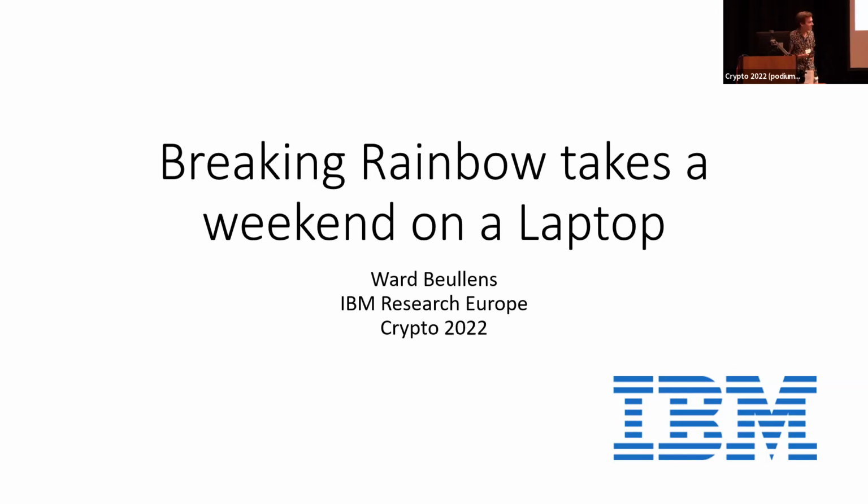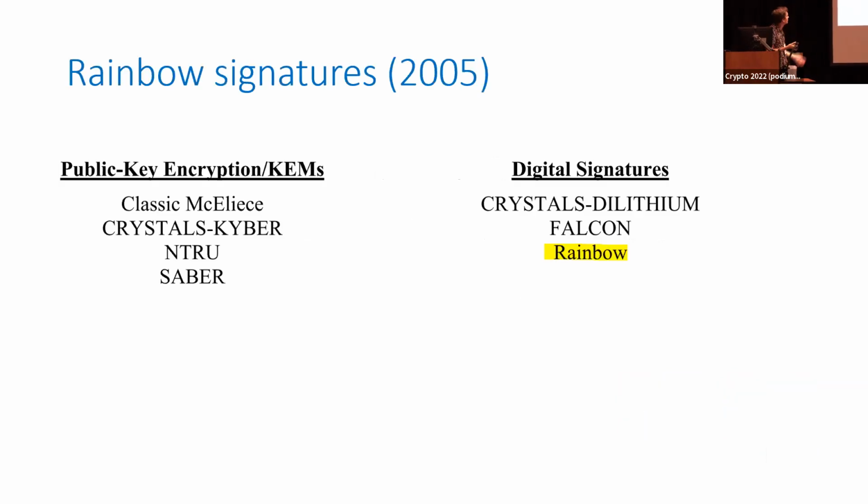Yeah, I'm talking about cryptanalysis of Rainbow. So I'll start by explaining what Rainbow is. It's one of the finalists in the NIST post-quantum competition for digital signatures, the other two being Crystals-Dilithium and Falcon. They're based on structured lattices. And Rainbow is different. It's based on multivariate quadratic equations.